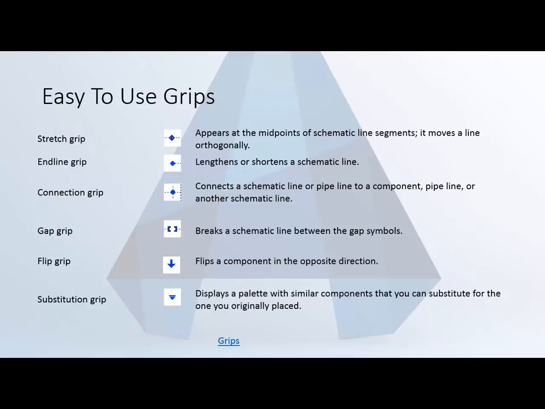You have grips that you can stretch line segments, you can lengthen them, or you can shorten them. You can make connections. You can form gaps in the line. You can flip components in an opposite direction. There's even a grip where you can take an existing part, such as a valve, and substitute it out for another part.